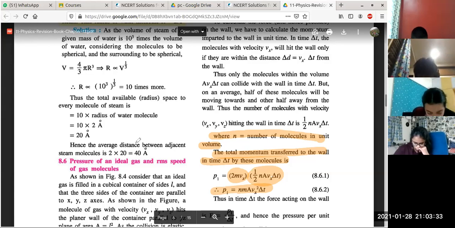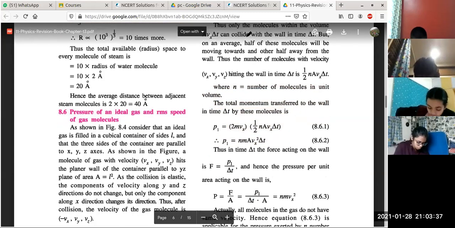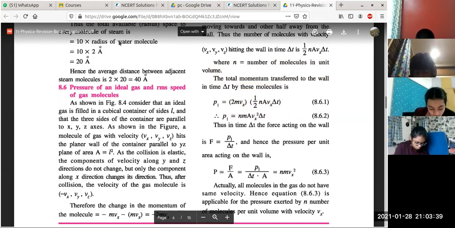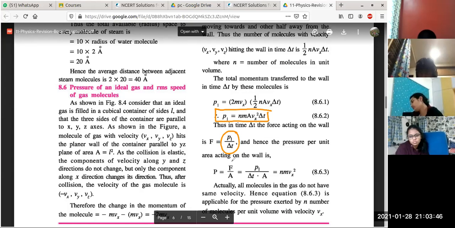Okay. Next. This is the momentum transfer. If you want to find the force, F is delta P by delta T, so divide by delta T and we will have this. And what is the pressure? Pressure is force by area. So you will get the pressure as n m Vx square.